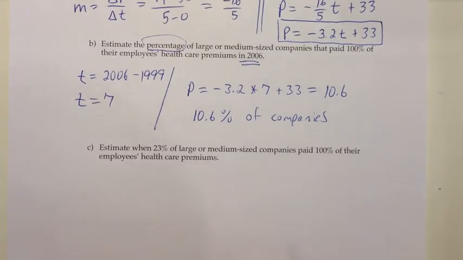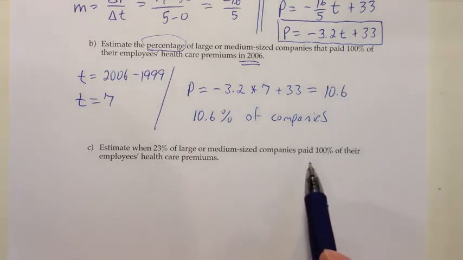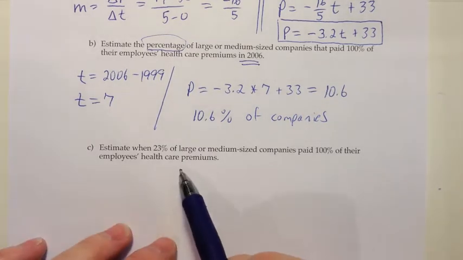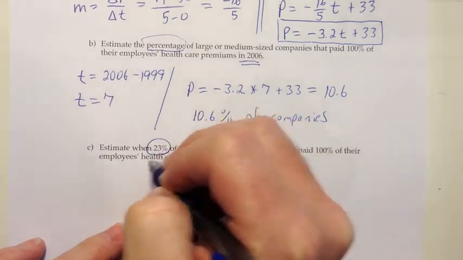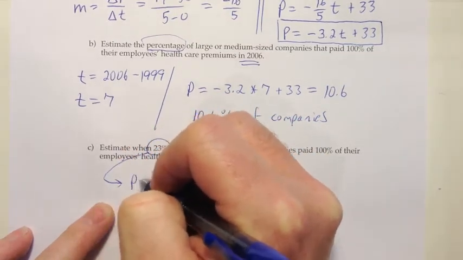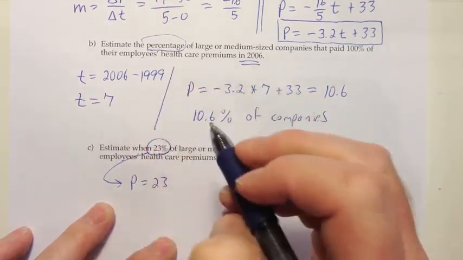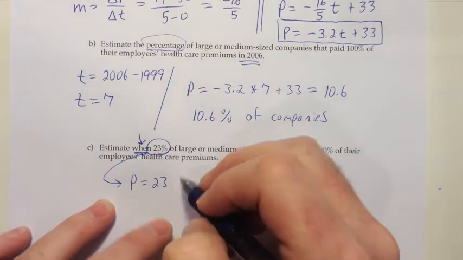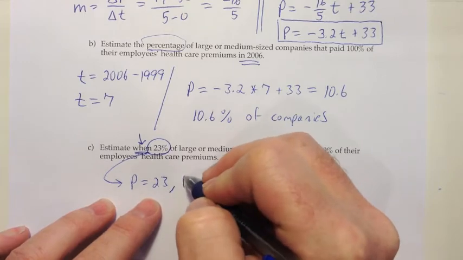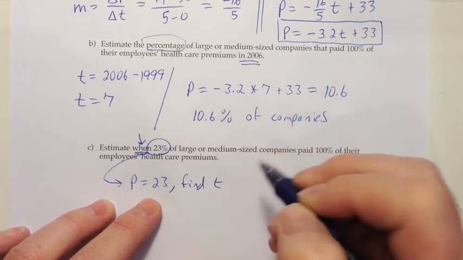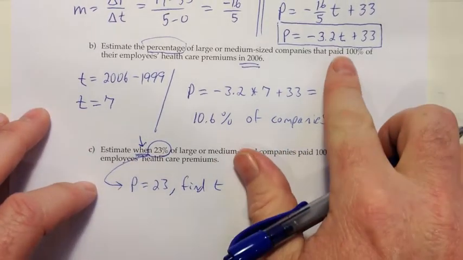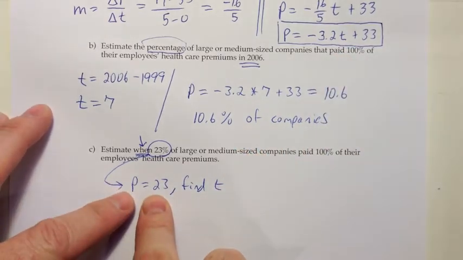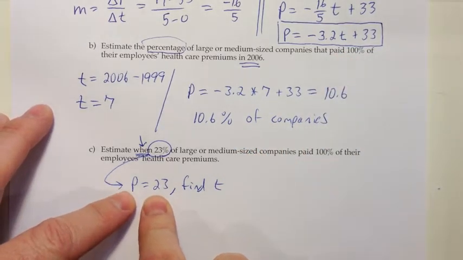Estimate when 23% of the companies paid 100% of their employees' health care premiums. So they're giving us this information. That's a percentage, so p is equal to 23. And they're saying estimate when, so when would be a value of t. They're telling us p is 23 and they're asking us to find t. So I'm just going to take that equation that we found already and plug this in for the value of p and then try and solve for t.